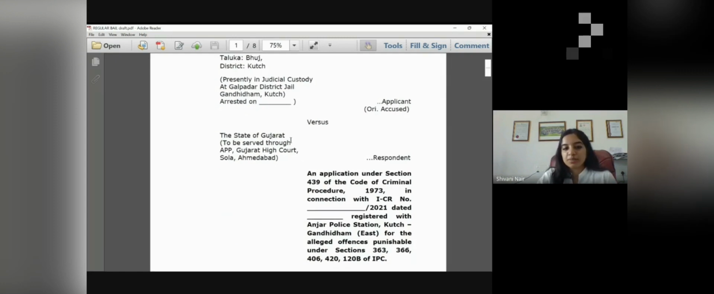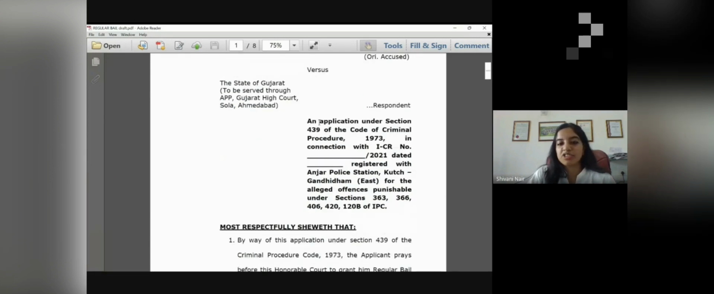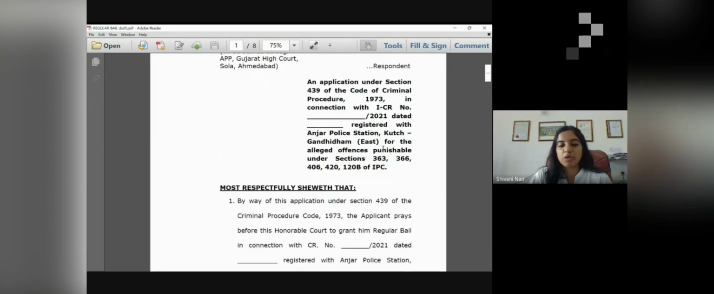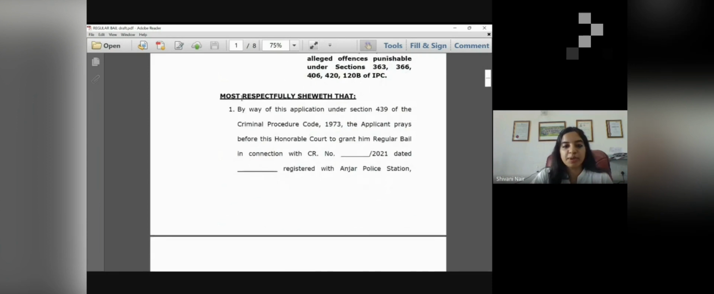Every criminal case is committed against the state, and therefore we write the State of Gujarat, to be served through the APP, Gujarat High Court, as the respondent. Now, an application under Section 439 for regular bail in connection with so and so ICR number at so and so place for the offenses punishable under 363, 366, 406, 420, 120B of IPC. Then we move on to the paragraphs.